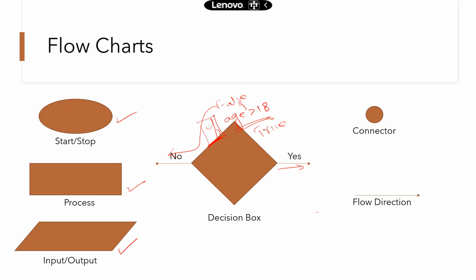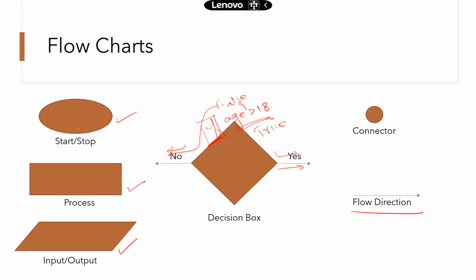Then there is another representation, which is a flow direction. This flow direction is more like an arrow. In this decision box, it shows that if the condition is true, the flow direction is towards a yes. If it is false, the flow direction is towards a no.